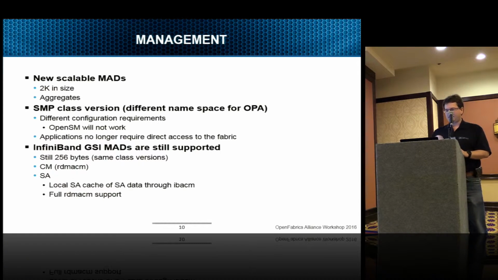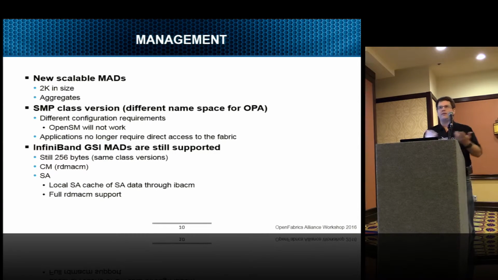Which leads me to the next thing: for InfiniBand GSI MADs, we are still supporting those. This allows us to support the CM, the RDMA CM, SA path record queries, and have full RDMA CM support. But to solve that scalability problem, we've done those modifications to IBACM, for those of you who have been paying attention to the mailing list and some of the modifications we've been doing. We have a plugin architecture to IBACM and a plugin for Omni-Path Architecture that does a local SA cache of that data. So job startup and job scalability should be maintained, because you no longer have that single point of failure.